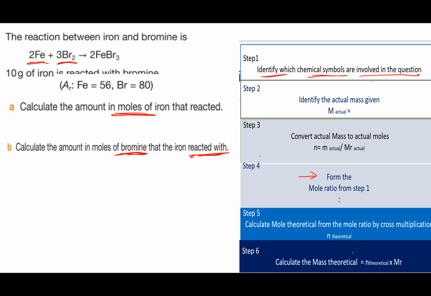So you've already found that the mass of iron is 10 grams, and you calculated the moles, 10 grams divided by 56 grams per mole. Now, the question wants you to find the moles of bromine that was needed to react with this iron. And that's why we're going to make our mole ratio from the balanced equation. Okay, but first we need to find the value of the moles of iron in decimals.